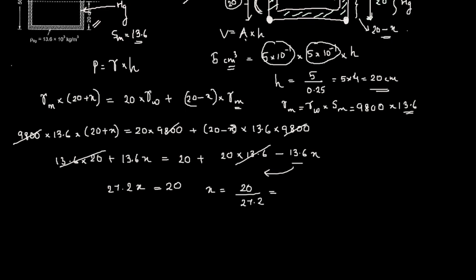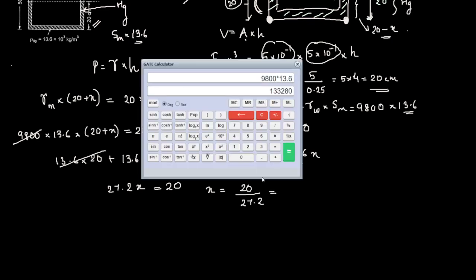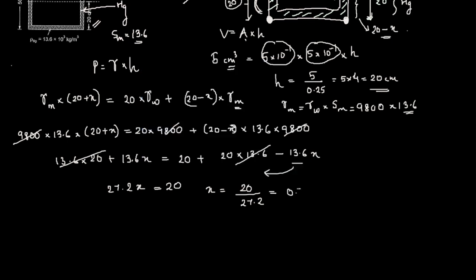Let's take the calculator, and 20 divided by 27.2 will give us 0.735.